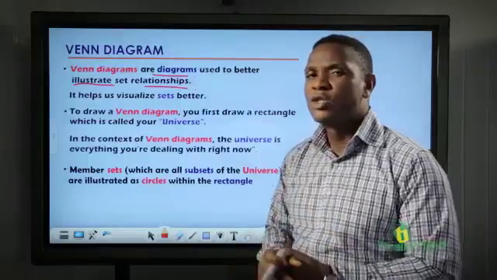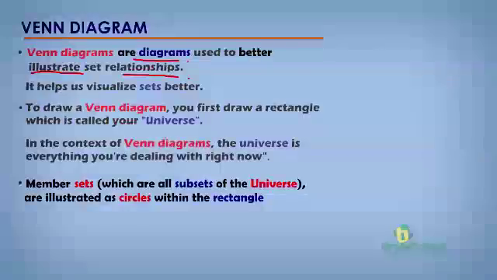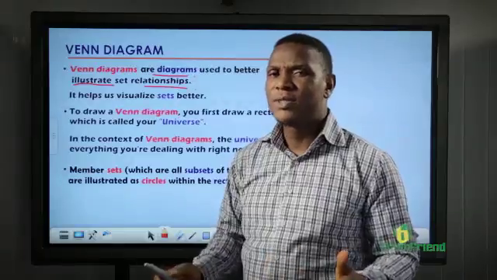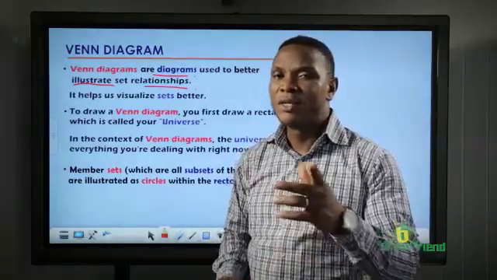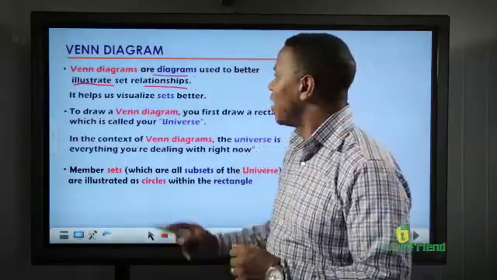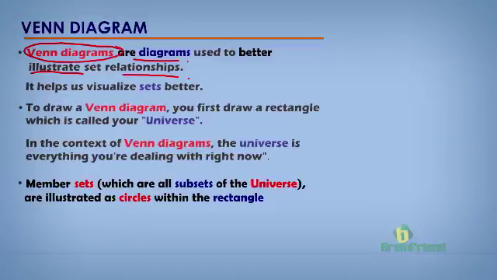So imagine all the relationships we've learned so far in sets. We have relationships like union, intersection, difference. We also learned about operations like complement. Subsets was also a concept that we learned in sets. Well, a Venn diagram is a diagram that helps us to better illustrate all of these operations in a way that is clearly understandable. So it helps us visualize these sets better.